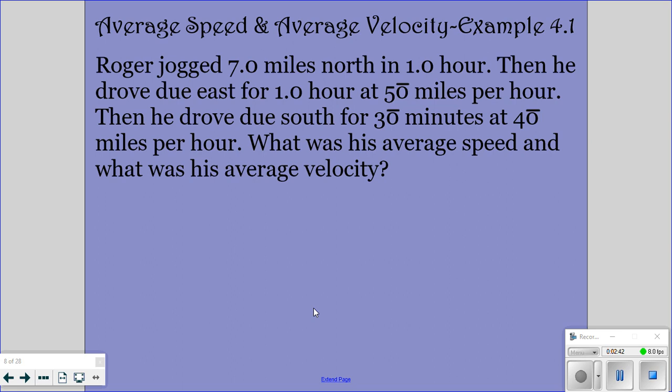Roger jogged 7 miles north in 1 hour. Then he drove due east for 1 hour at 50 miles per hour. Then he drove due south for 30 minutes at 40 miles per hour. What was his average speed and what was his average velocity? So first off, we are going to draw a little picture.